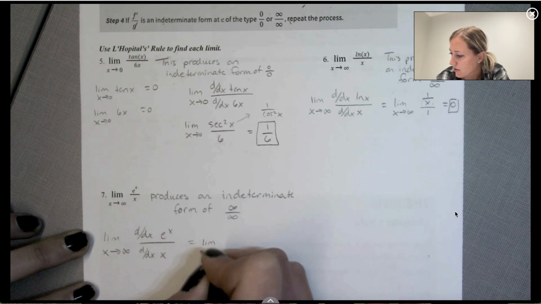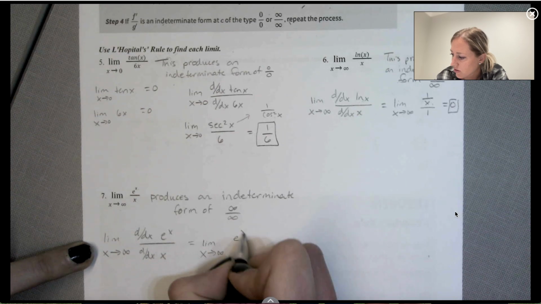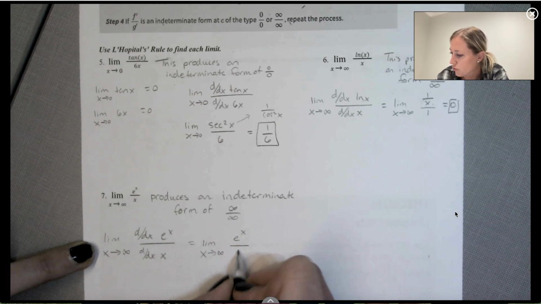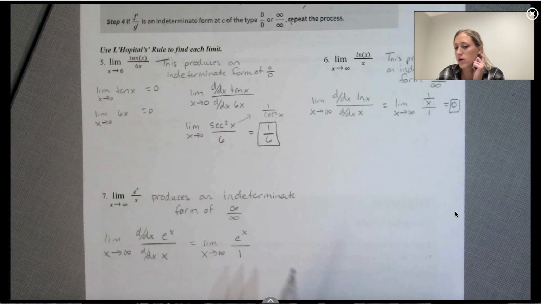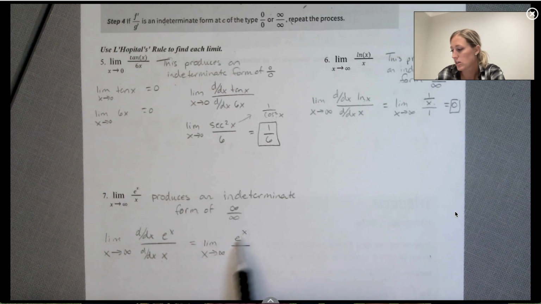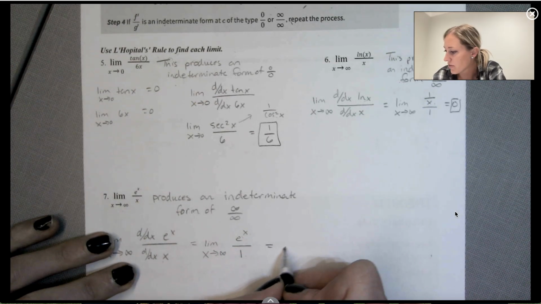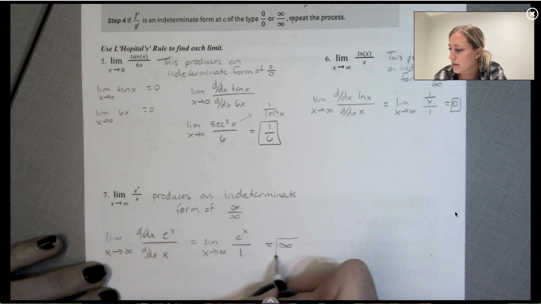The limit as x goes to infinity of the derivative of e to the x is itself. Derivative of x is 1. So now when I think about putting infinity in there, putting really, really large numbers in there, e to the x still goes to infinity, but it's no longer infinity over infinity. It's infinity over 1, so my limit is infinite.